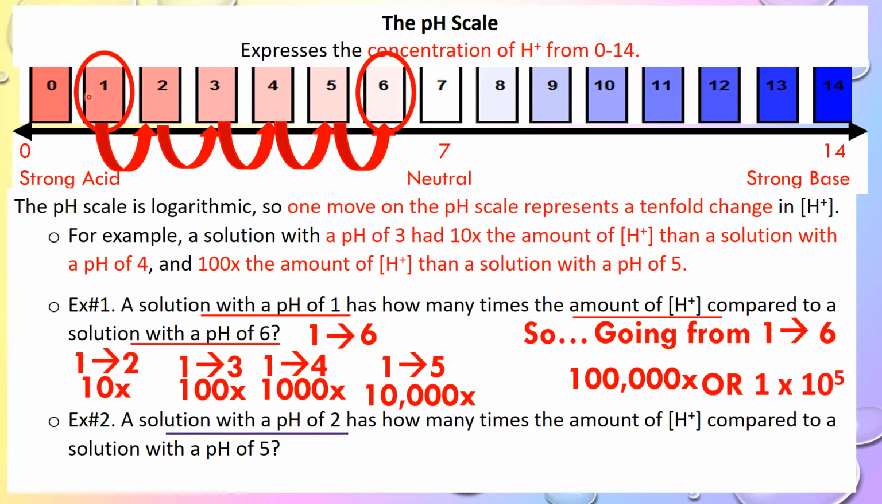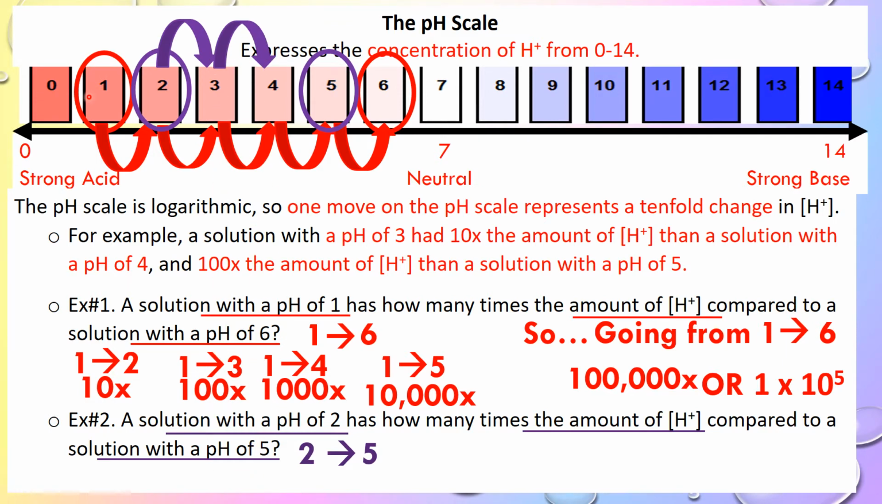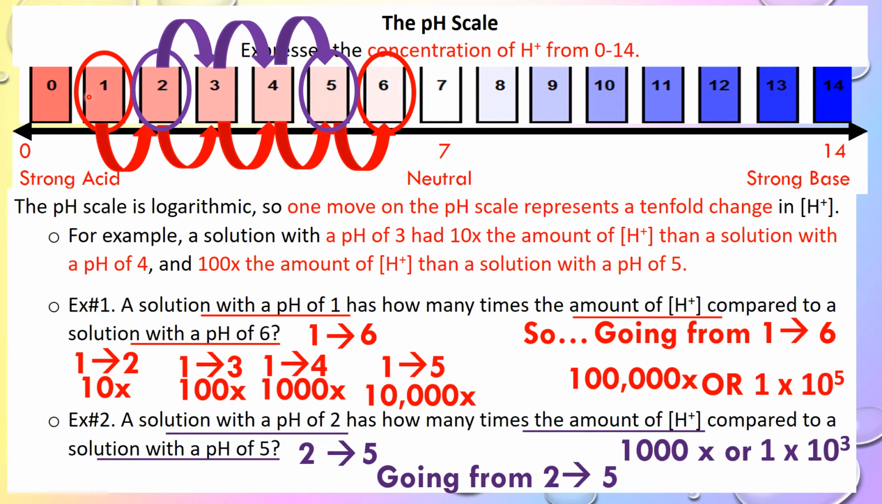Looking at the next one, a solution with a pH of 2 has how many times the amount of hydrogen ions or hydronium ions compared to a solution with a pH of 5. You're going to do the same thing. So find each one of those pieces going from a 2 to a 5. I now have to move from each level up. So starting from the first one, a 2 to a 3, it's going to be 10 times. From a 2 to a 4, it's 100 times. From a 2 to a 5, it's going to be 1,000 times.